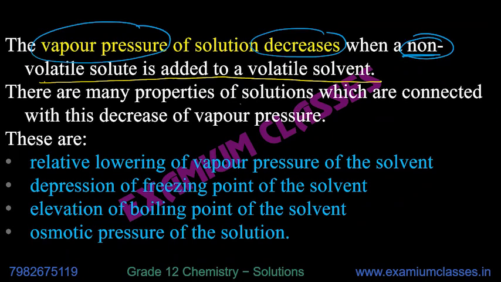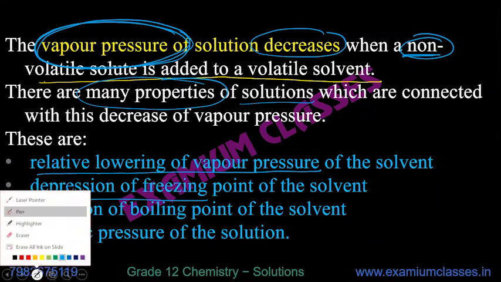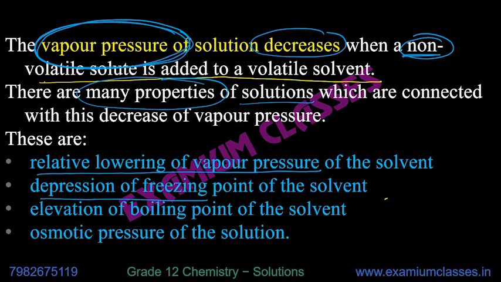There are many properties of solutions which are connected with this decrease of vapor pressure. Okay. Other properties, many properties. First is relative lowering of vapor pressure. This is something we have talked about. Okay. Vapor pressure decreases. But apart from vapor pressure, others, depression in freezing point. So what I am talking about, understand it very clearly. I am talking about if in a volatile solvent, I add non-volatile solute.